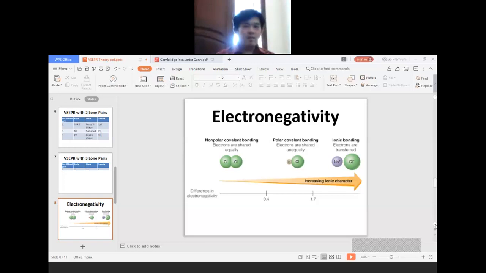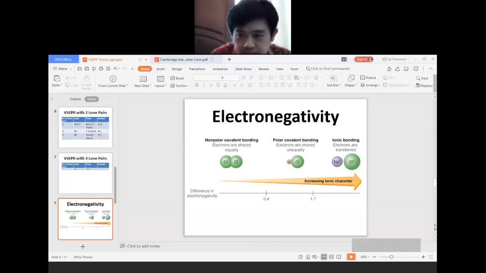And then about electronegativity, do we need to know the value? In A level, we do not use the value of electronegativity. We need to know the trend of the electronegativity. For example, from left to right, the electronegativity increases. From top to bottom, electronegativity decreases. Okay, this is about electronegativity.